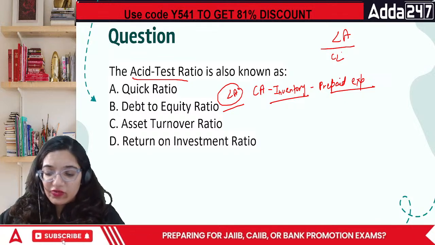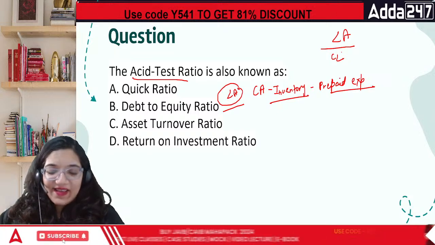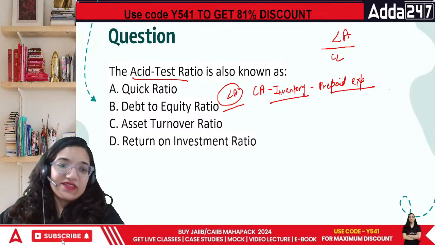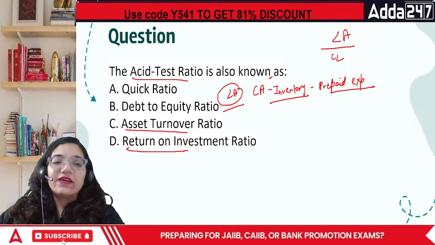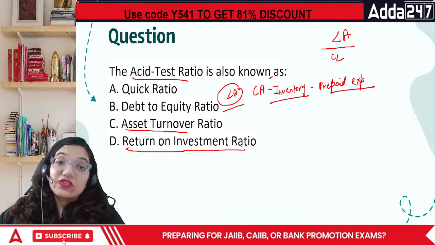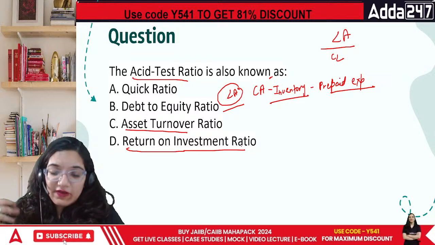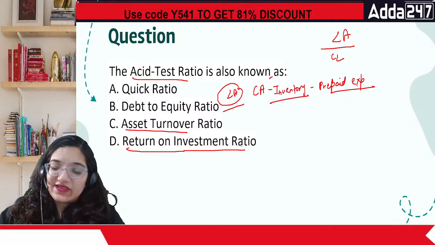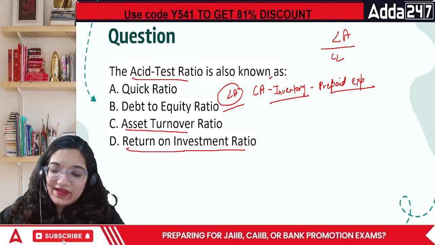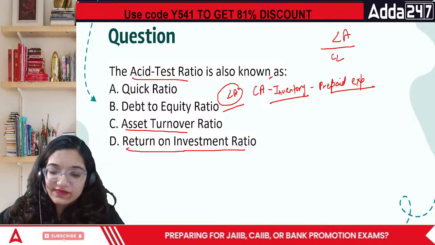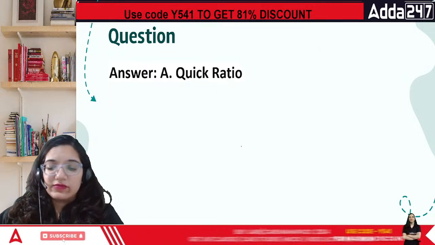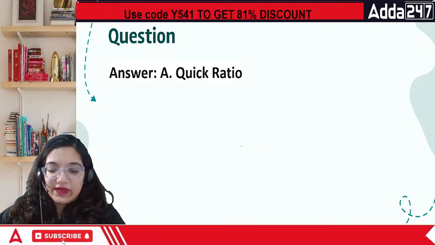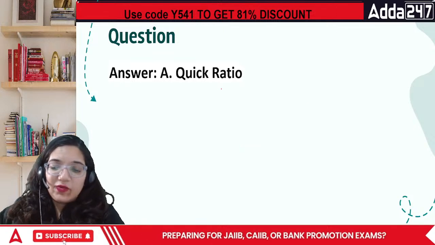So in this case, what are they doing, everyone? Correct, Brett sir. In this case, the options are quick ratio, debt to equity ratio, asset turnover, or return on investment ratio. It is quick ratio. Quick ratio means if you ask me to pay money right away, can I pay it? I should be able to pay it. That is what we define in terms of acid test ratio. Okay, done. So the answer is A, quick ratio.